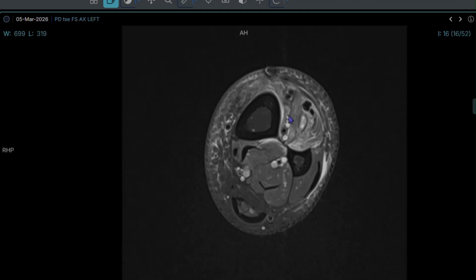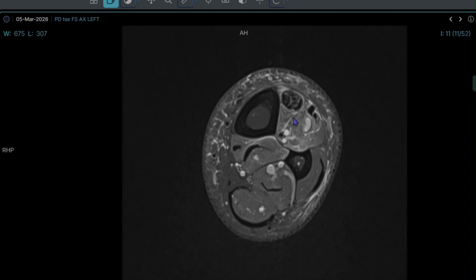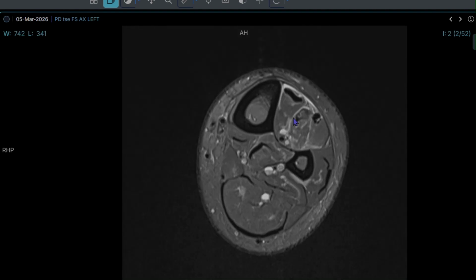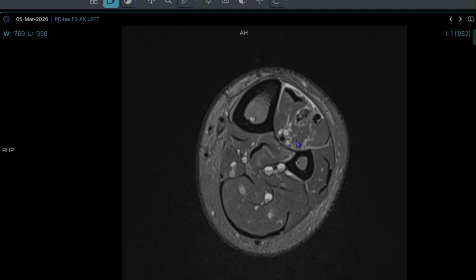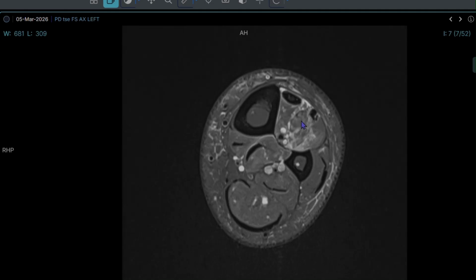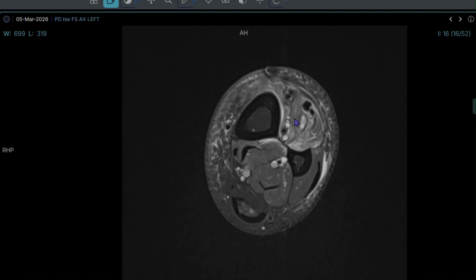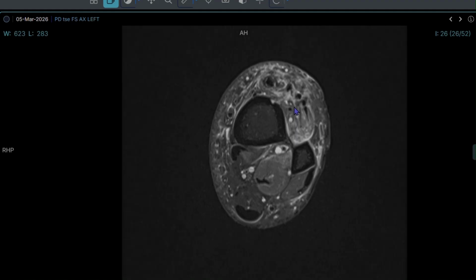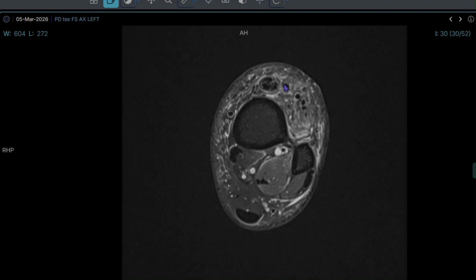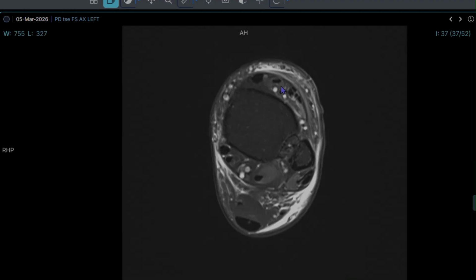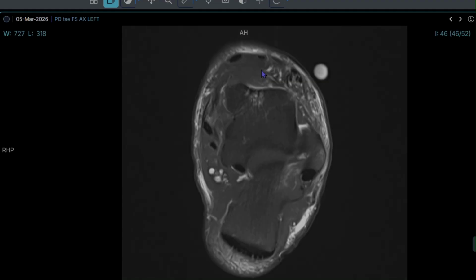Just beyond that, if we go a bit laterally, we'll be able to see this tendon. This is the myotendinous junction. This would be the extensor hallucis. This is the myotendinous junction, and if we go inferiorly, we'll see there is again discontinuity of the tendon, and we are not able to visualize this tendon. Again, as we go distally, we are seeing this extensor hallucis tendon, and we'll go up to the distal most cuts.